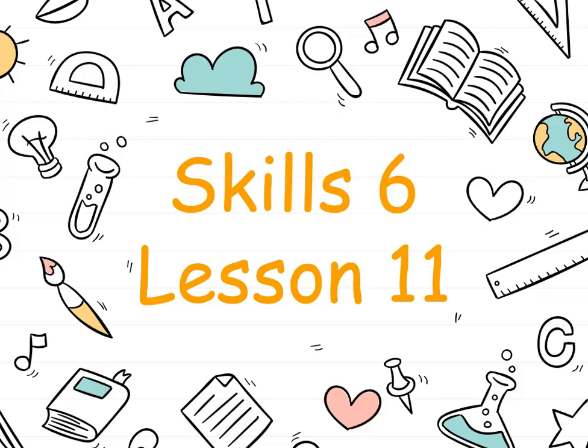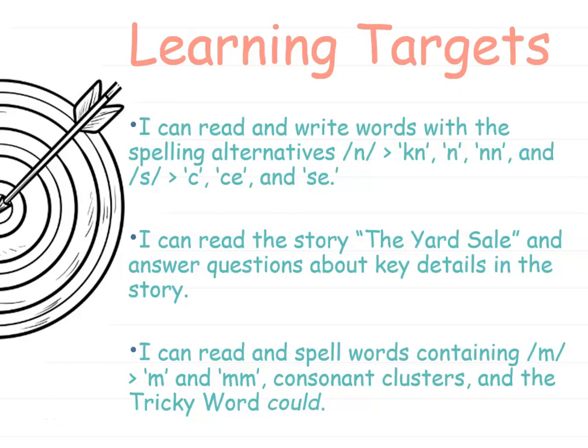Friends, today we're going to review Skill 6, Lesson 11. Let's look at our learning targets. I can read and write words with the spelling alternatives spelled N, K-N, N-N, and spelled C, C-E, and S-E. I can read the story The Yard Sale and answer questions about key details in the story. I can read and spell words containing spelled M and MM, consonant clusters, and the tricky word could.